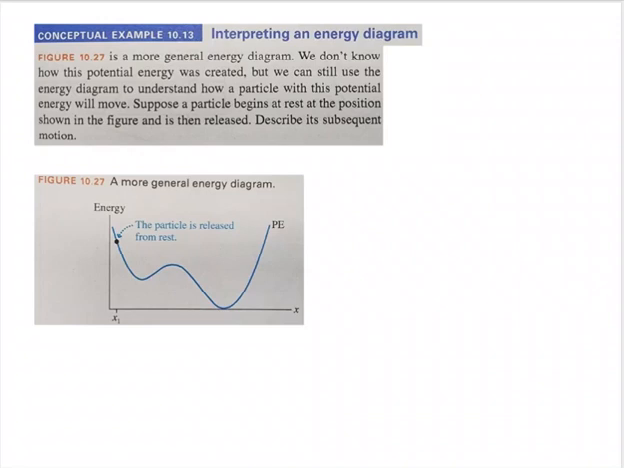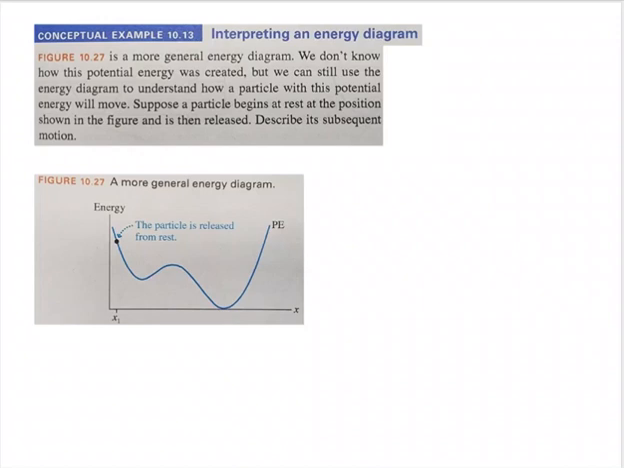Interpreting an energy diagram. So here we go. This is a more general energy diagram. We don't know how this potential energy was created, but we can still use the energy diagram to understand how a particle with this potential energy will move. Suppose a particle begins at rest in the position shown in the figure and then is released. Describe its subsequent motion. So what's going to happen here? Remember, the curve is potential energy. So this would be a spring because it has this triangular shape.